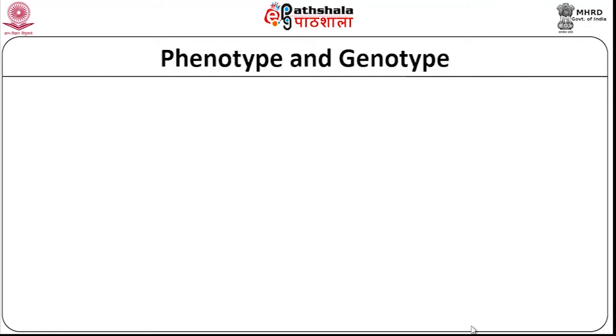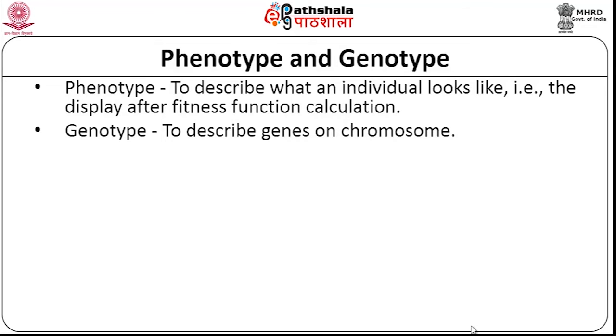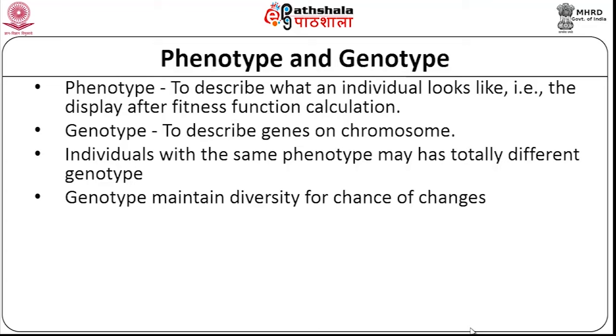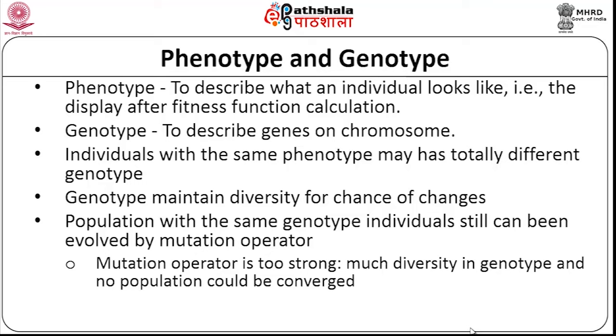Now, let us talk about phenotype and genotype. Phenotype describes what an individual looks like, the display after fitness function calculation. Genotype describes the genes on a chromosome. Individuals with the same phenotype may have totally different genotypes. So that is possible. Genotype maintains diversity for the chance of changes. A population with the same genotype individuals can still be evolved by mutation. It is not that if different populations have the same genotype individuals, you will come up with the same final solution, because of the mutation operator. The mutation can be done differently. If the mutation operator is too strong, there is too much diversity in genotype and no population could converge.